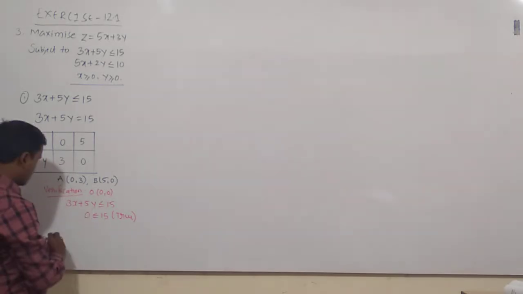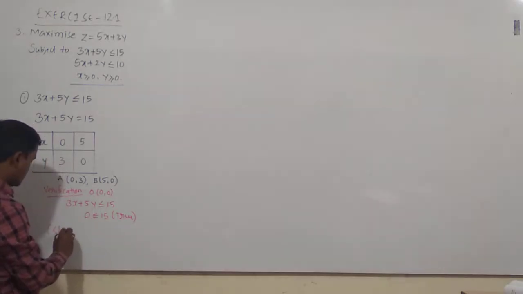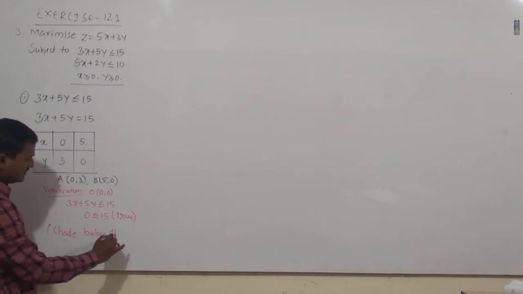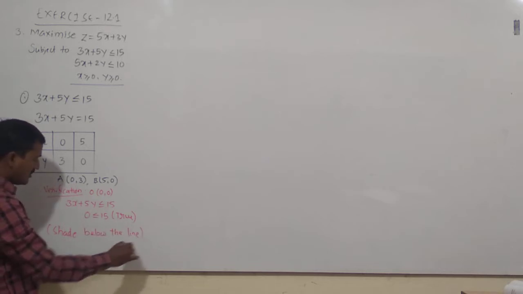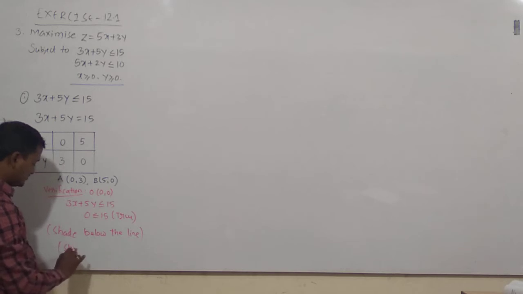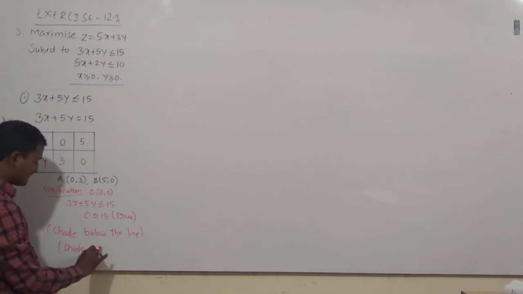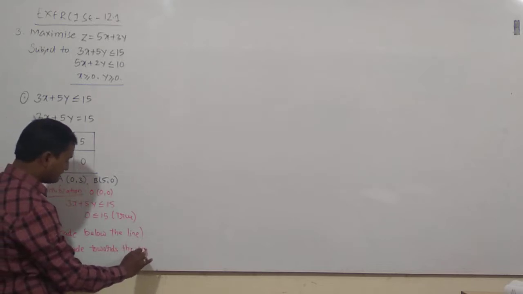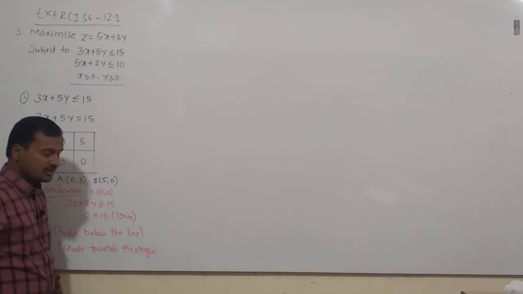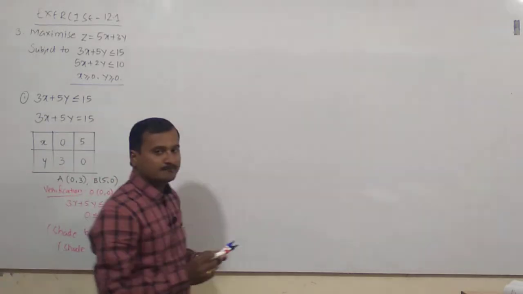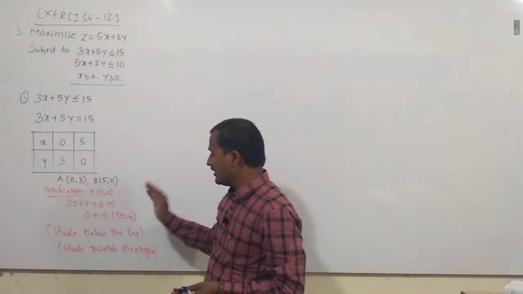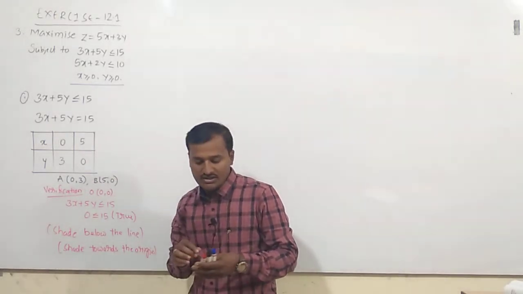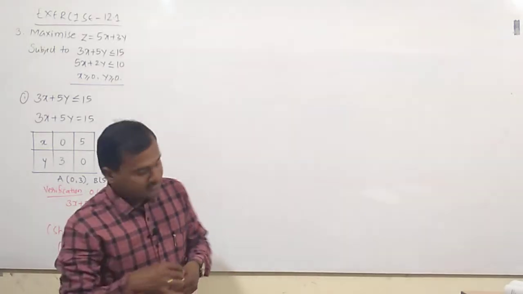If it is true, you have to shade below the line, or shade towards the origin, both are the same. Why do we have to shade below the line or towards the origin? The points that lie below that line satisfy the inequality. Okay, right. We'll go to the second one.